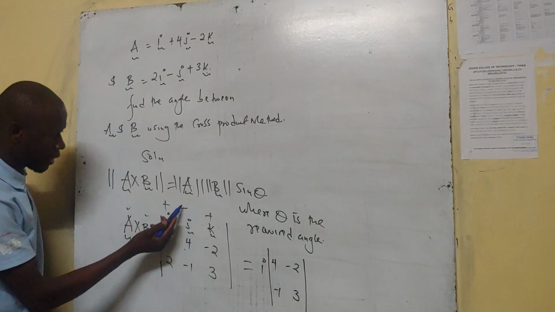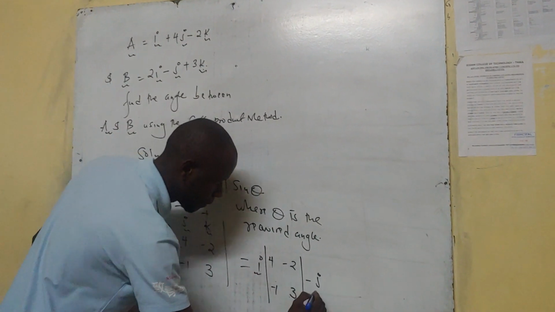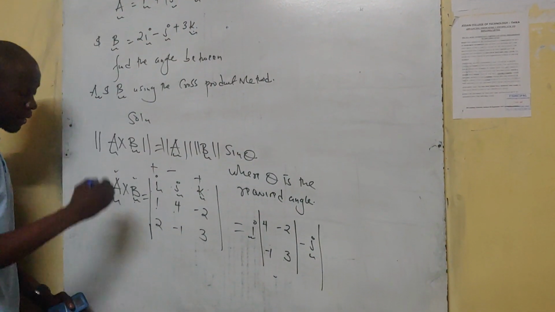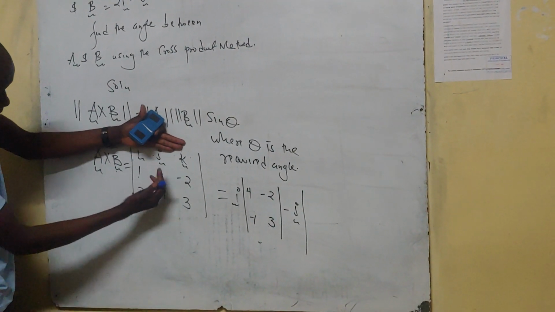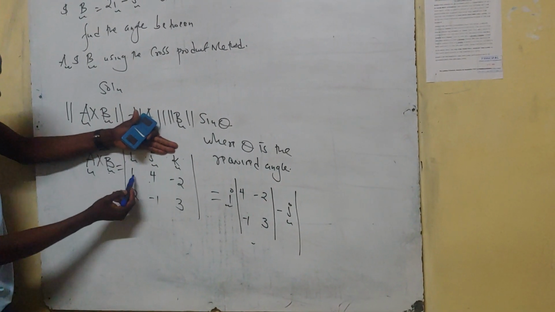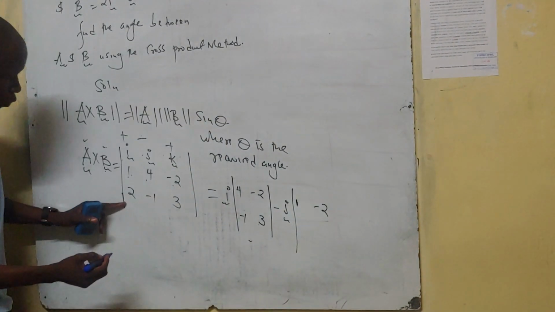Then we have -J. We close the row and the column where J is. When you close the row and the column where J is, the elements that remain are 1, -2, 2, 3.